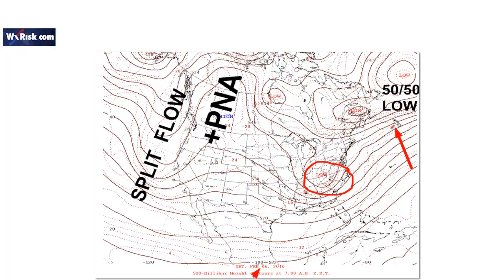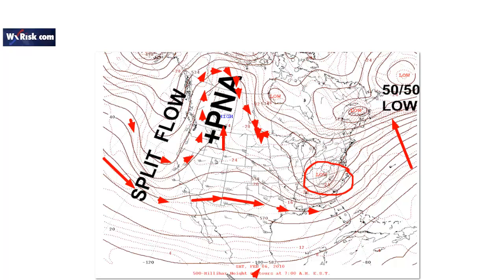We can see the 50-50 low is in place here. This is an upper low, a 500 low, which is over southeastern Canada. And we have the PNA here. You can see the ridge coming in this way. See the ridge coming down. But we also have a split flow. We have one piece of energy coming in here, the southern stream, and then the next which comes up this way over the ridge.